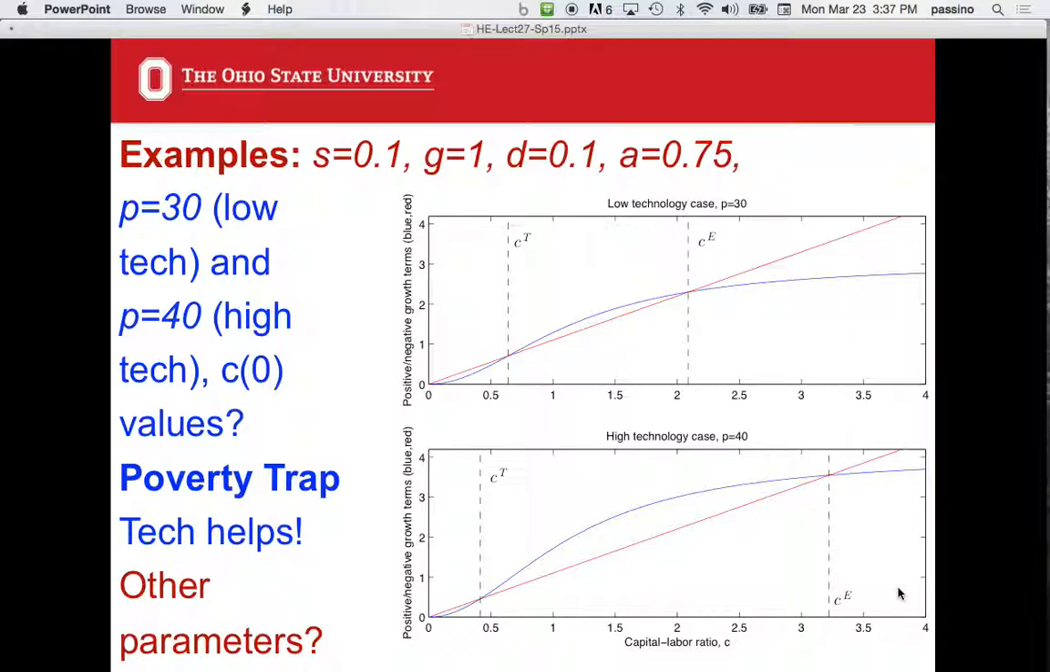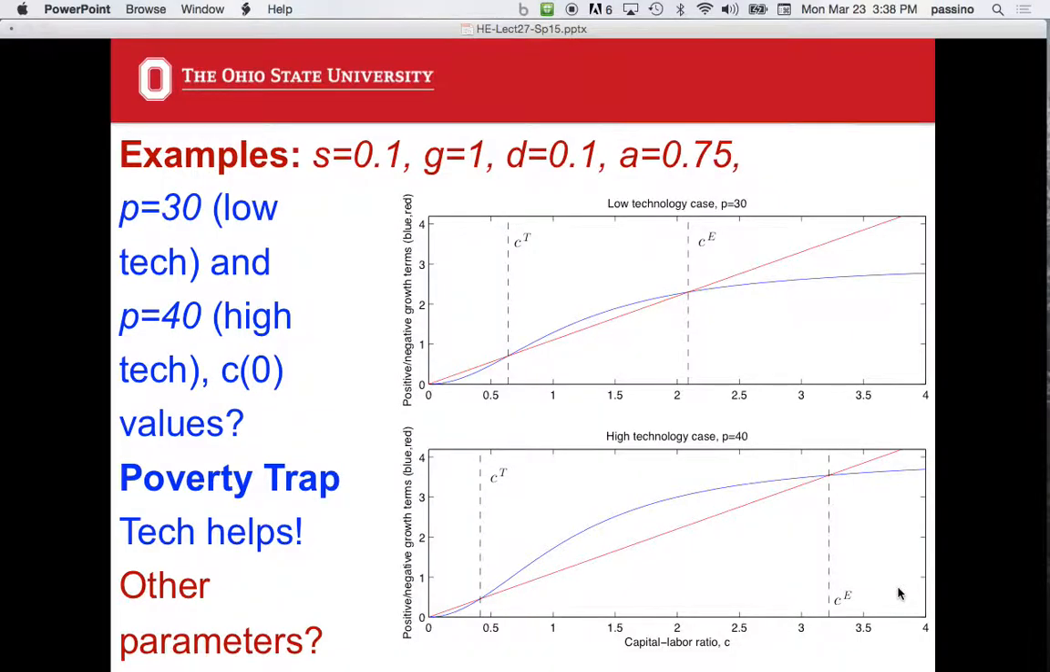And not only do they go up, they end up at a better point because this point is to the right of that point. Not only do they get rich using smaller amounts of capital, but they achieve higher wealth, higher ultimate wealth. So you can see how important technologies are, okay?